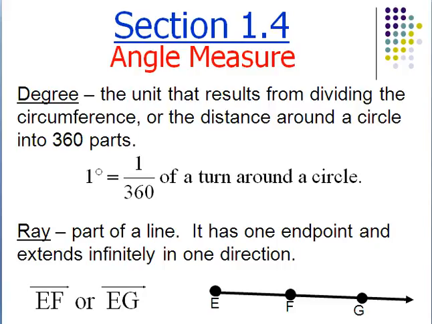Let's first define degree. A degree is a unit that results from dividing the circumference, or the distance around a circle, into 360 parts. So 1 degree is 1/360th of a turn around a circle.